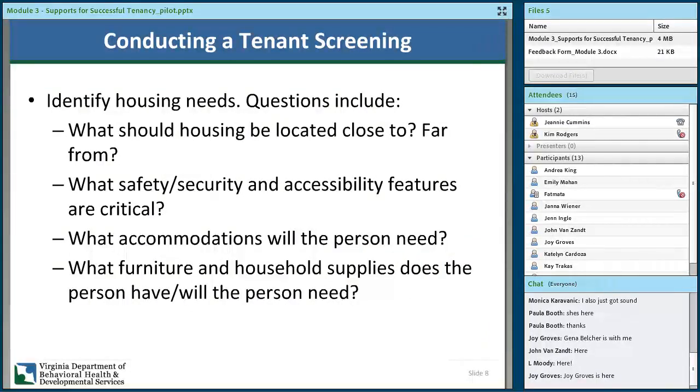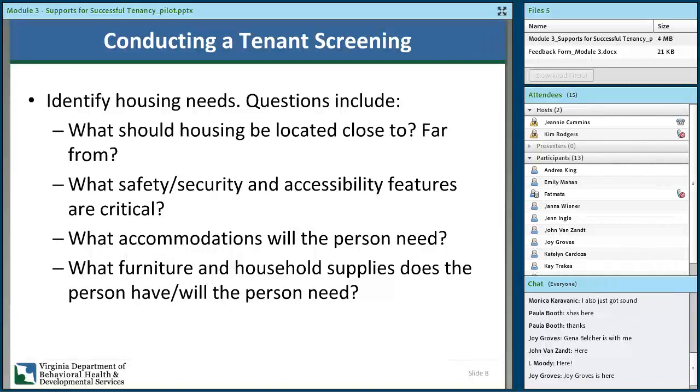The next part of the tenant screening focuses on identifying housing needs. Housing needs are part of what is important for a person in their housing and often relate to health, safety, and accessibility. Questions to ask include, what should the person's housing be close to or far from? For example, a person may need to be close to a job, school, family, shopping, services, and far away from dangerous intersections or people who have been a negative influence in the past.